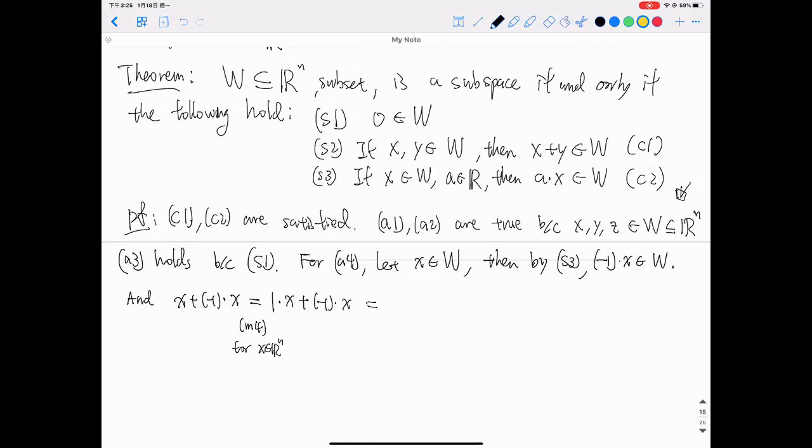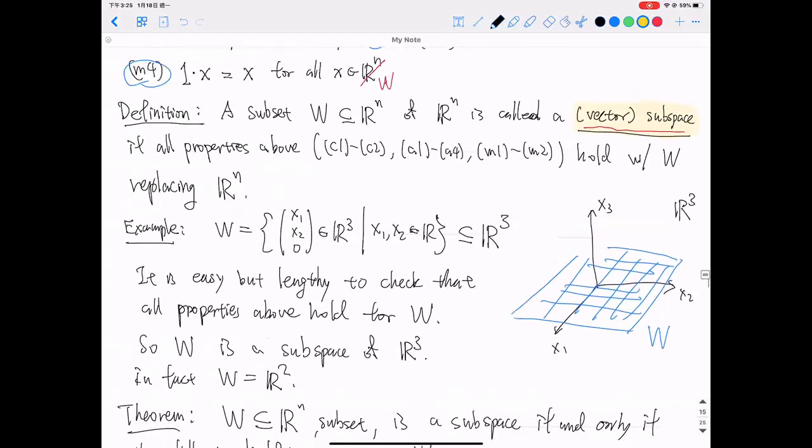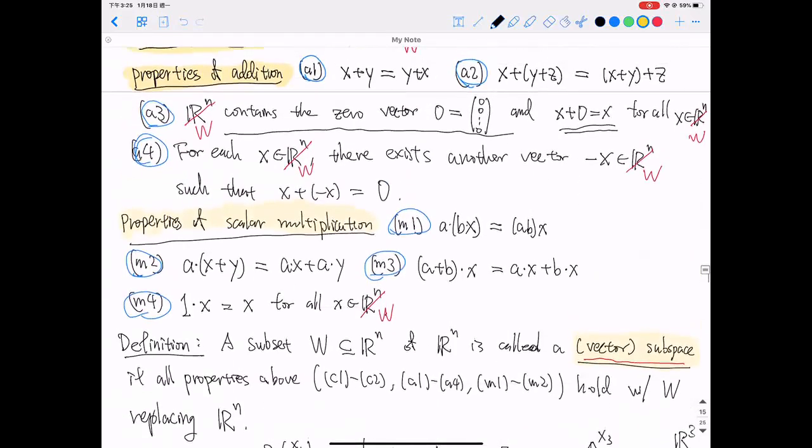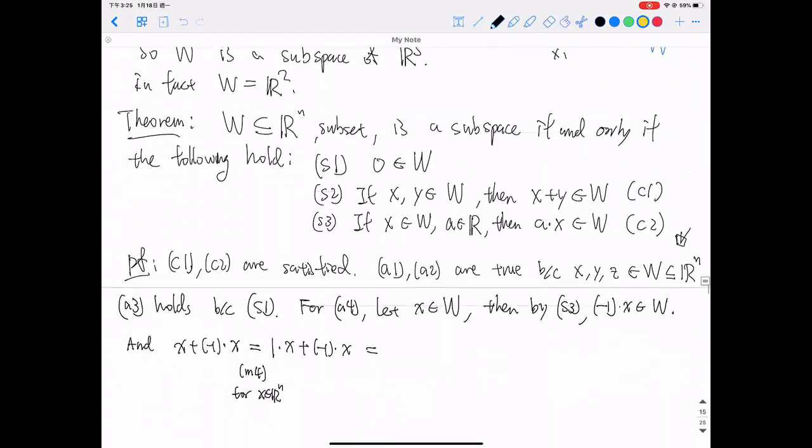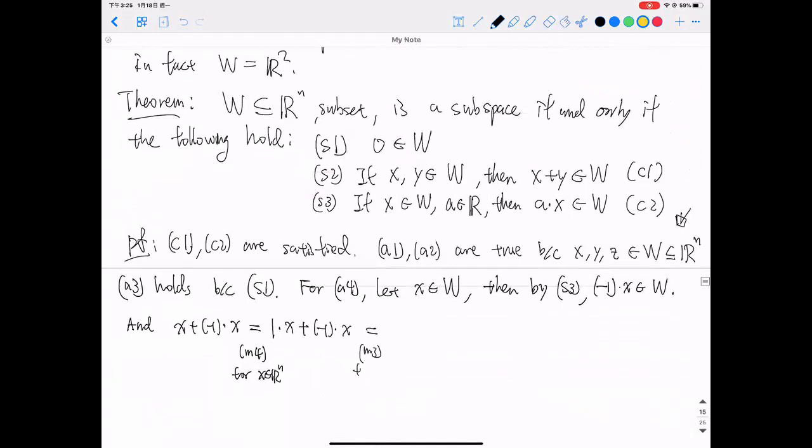Now we have just one vector x, but multiplied by two different numbers, 1 and minus 1. Where is it? By M3. Again, for vector x in Rn, this is 1 plus minus 1 times x, which is 0 times x. And if you just check, 0 times x is 0. So this shows you that A4 holds true.